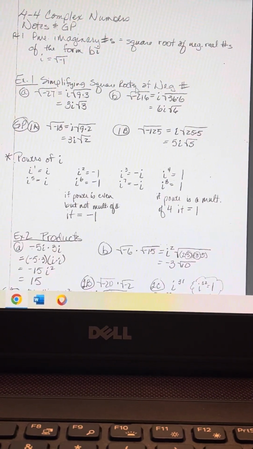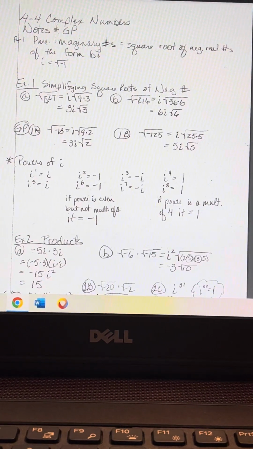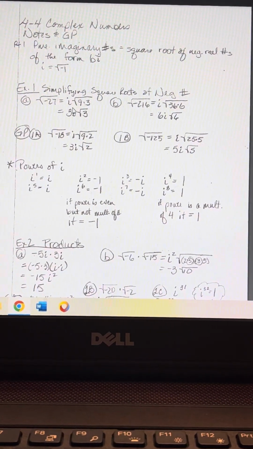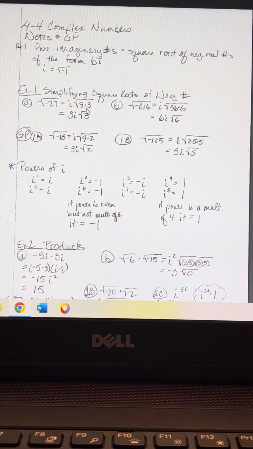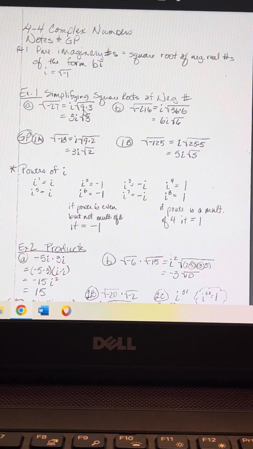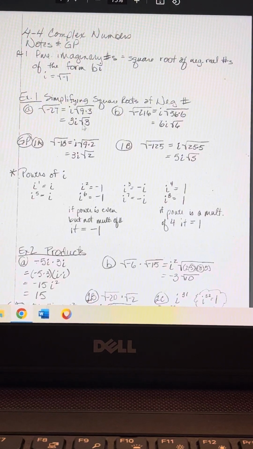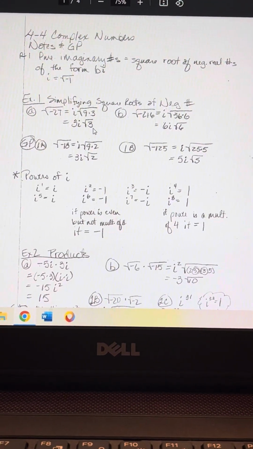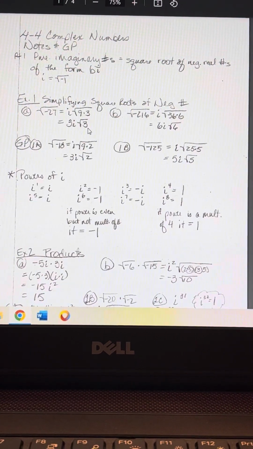And I always look at it and say, ooh, that negative says, hey, I need an i in front. And then 27 is 9 times 3. Oh, I can do the square root of 9. That's 3. So 3i times the square root of 3. So simplifying means I might have a square root left.